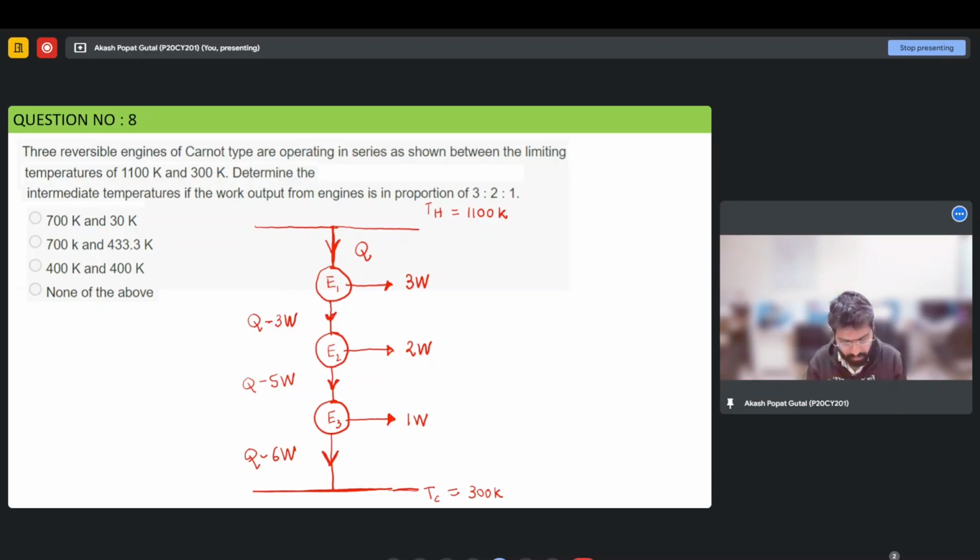So how we're going to approach this problem is, let's find their efficiencies. We have two formulas for efficiency. The first formula is efficiency equals work done divided by heat taken from the hot reservoir. The second formula is 1 minus T cold divided by the temperature of the hot reservoir. We are going to use these two formulas.